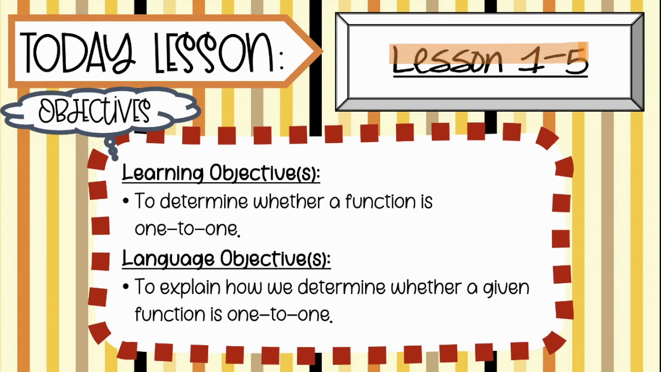Today we are on lesson 1-5, and in this lesson what we are going to learn is to determine whether a function is one-to-one. Our language objective is to explain how we determine whether a given function is one-to-one. So let's take a look at our do now.